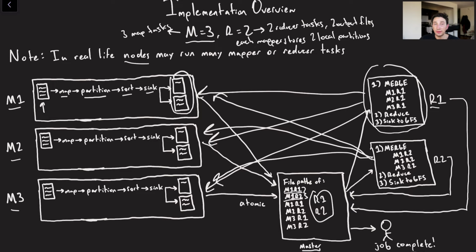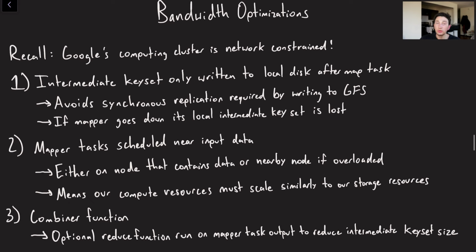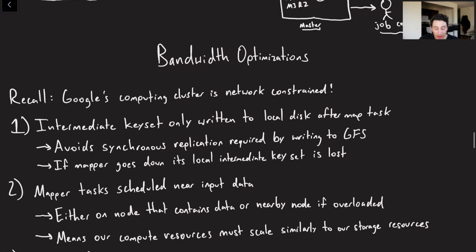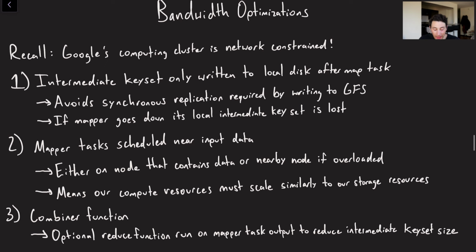However, there's still a few more unanswered questions or finer details that we want to get into. So first off, like we mentioned, Google is network constrained. So what are a couple of the bandwidth optimizations that they do in order to deal with that? Well, for one, like I mentioned, when you're running a mapper task, you're only writing to local disk. We're not writing to GFS as the result of a mapper task, the reason being that writing to GFS means that you have to synchronously replicate your data to multiple places, and that's quite expensive because now you're sending all of your data over the network as opposed to just writing to local disk. So that is a pretty big thing right there.